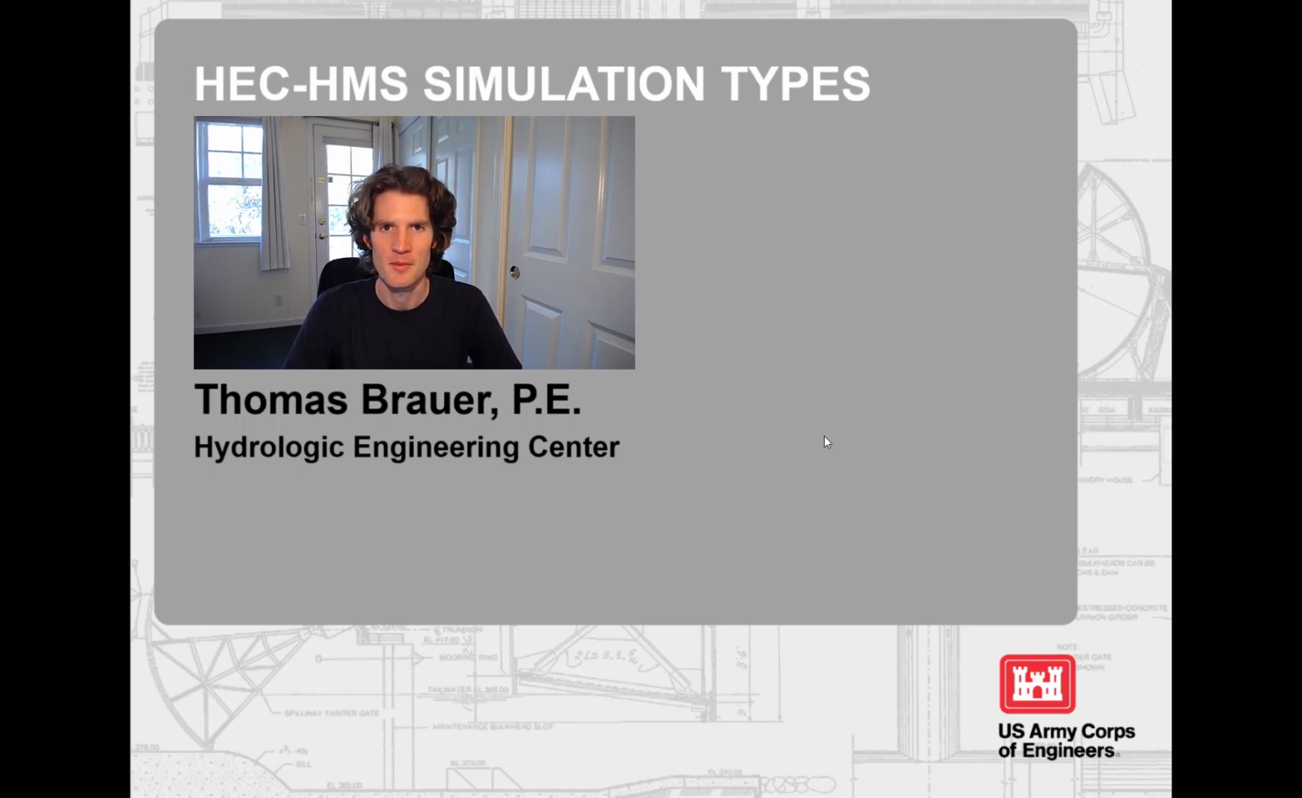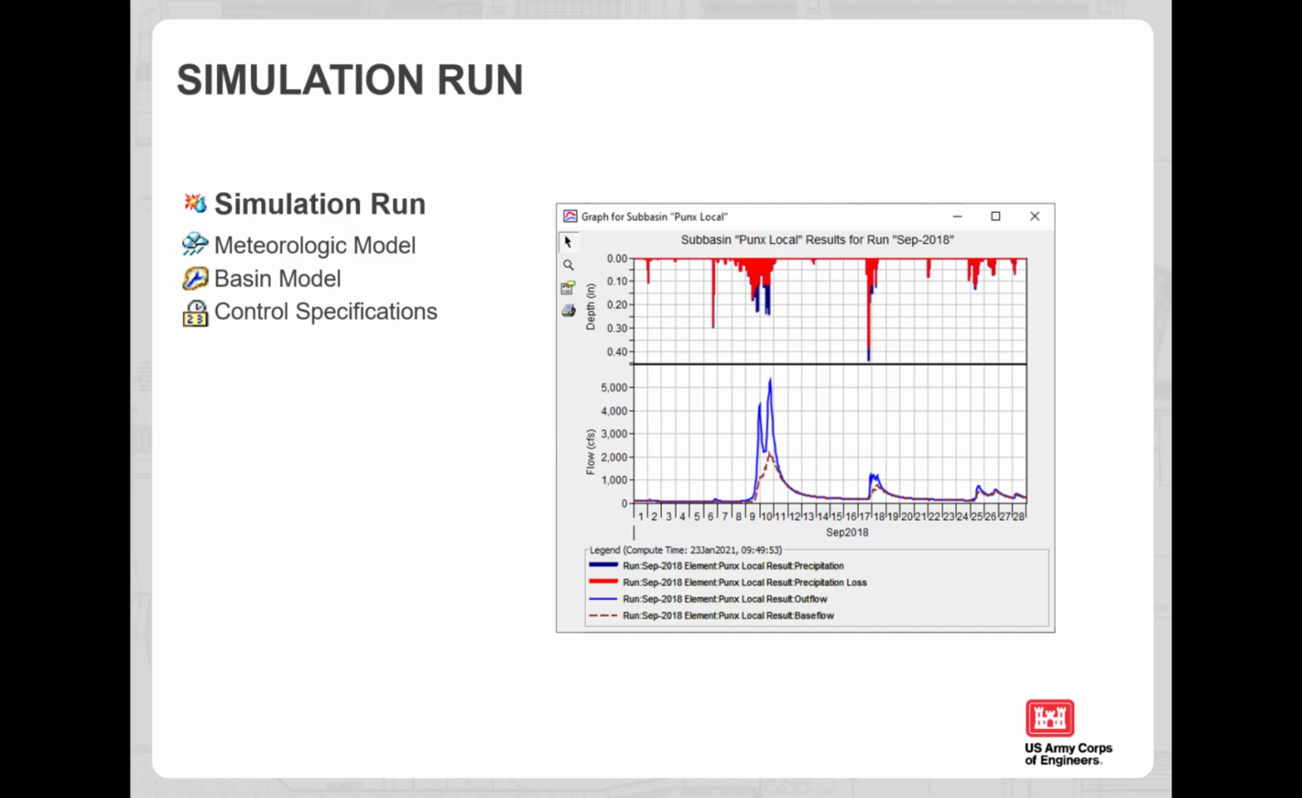In this video, I'm going to go over the 5 simulation types available in HEC-HMS. The simplest and most commonly used simulation type is the simulation run. A simulation run is the combination of a basin model, a meteorologic model, and control specifications.